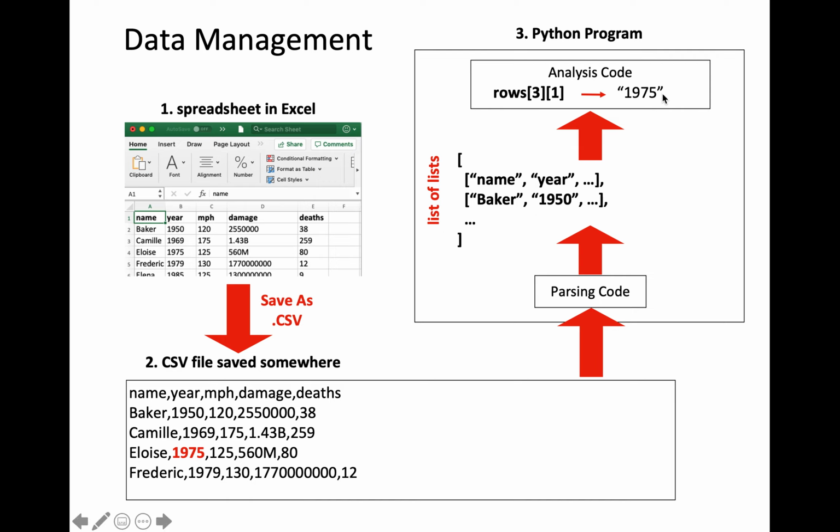Observe that we have double quotations around 1975. That's because all items within the list of list data structure have a string data type. What would rows of 1 of minus 1 be? Rows of 1 is baker row. Rows of 1 of minus 1 is going to be the last column, which is 38. That's because we use negative indices or reverse indexing from the end of the list over here. What would rows of 0 of minus 2 be? Rows of 0 is the header row. Rows of 0 of minus 2 would be damage.